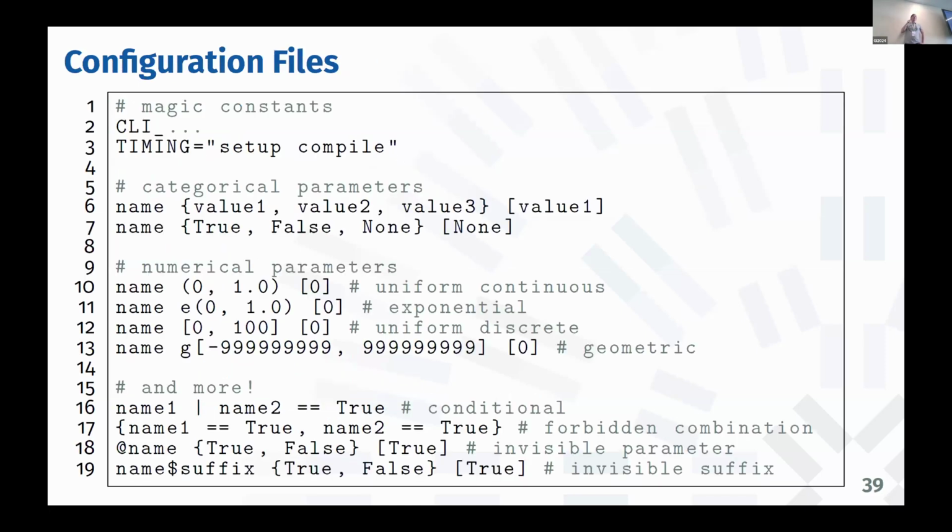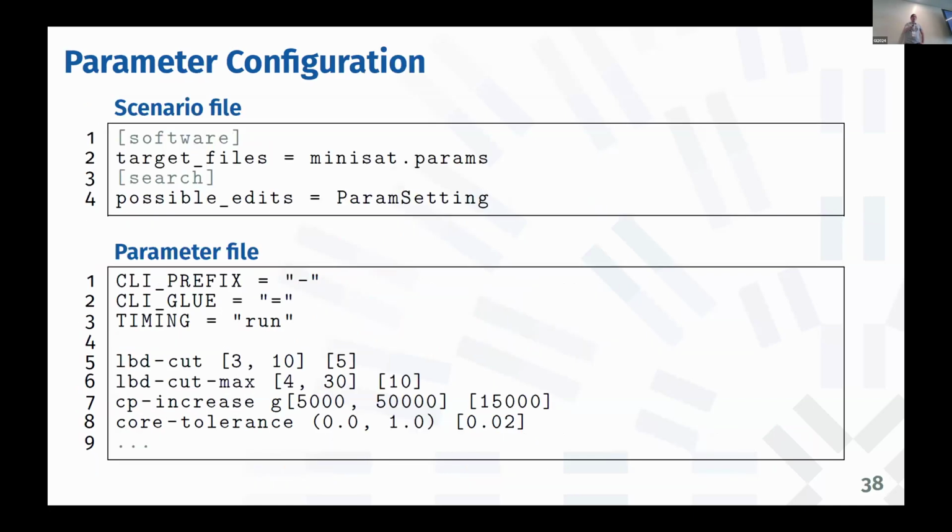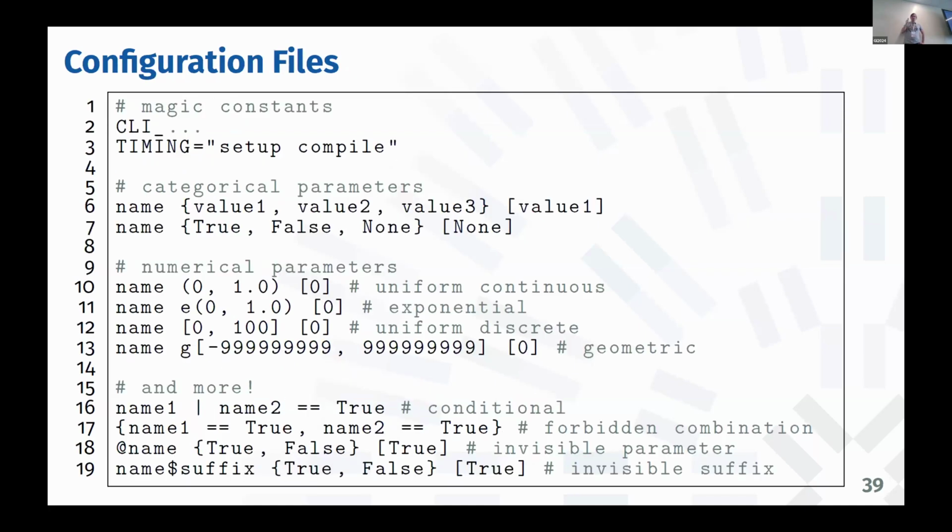Timing specifies at which command this configuration file will be used. For Minisat, it's only at runtime, but you can use the same thing to, for example, change the parameters of your compiler. You can have a configuration file for the compile command. It supports categorical parameters: the name of your parameter and whatever set of values, which can be any values or true or false or none. There are constants to set up how they are exactly used in the command line. It supports numerical parameters, either continuous parameters, exponential ones, discrete ones, geometric ones.